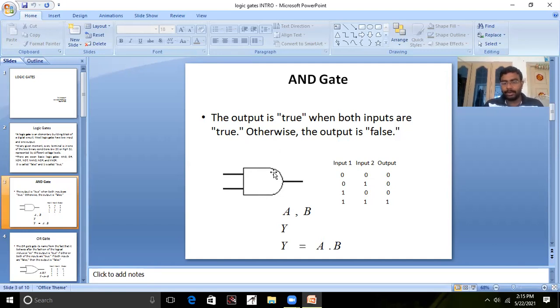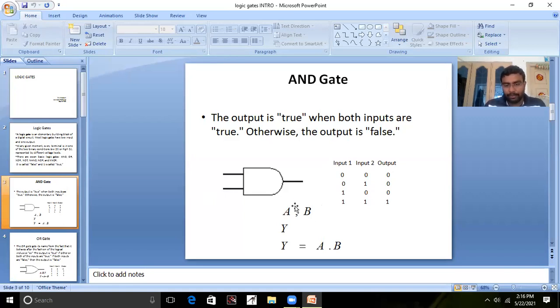Okay, guys, remember the AND gate. First of all, it is the first gate in the basic gates. You can see the logic symbol and how it should be drawn. These two are the inputs and this is your output terminal. You can take input A here, input B here, and output Y here.